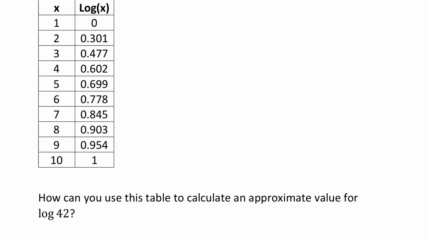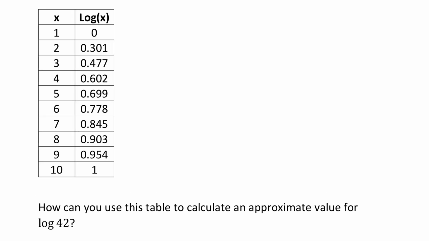So how could you use this table to approximate the value for log 42? Now, there's different ways to write 42 as multiplication. 42 is 21 times 2. But that's not going to be great because we do have 2 in our log table right there, but we don't have a 21. We can write 42 as 6 times 7, and that seems like a better move because the 6 and the 7 are both in the log table.